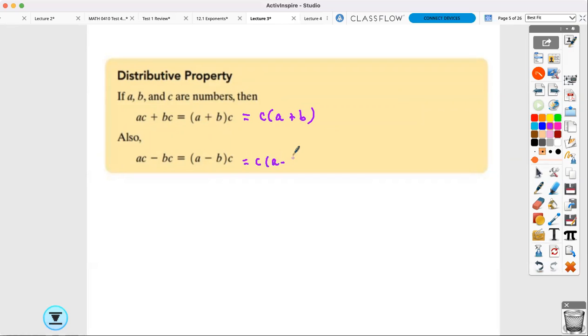Go ahead and I'll give you guys a couple minutes to write this property down. What that's saying is whatever number is on the outside, the C just gets multiplied to everything inside, right? C times A is AC, C times B is BC.